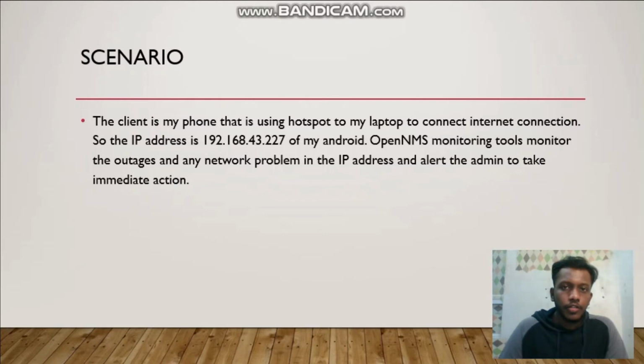This is the scenario for OpenNMS. The client is my phone that is using hotspot to my laptop to connect to the internet. So the IP address is 192.168.43.227 of my Android. The OpenNMS monitoring tool monitors the outages and any network problem in the IP address and alerts the admin to take immediate action.